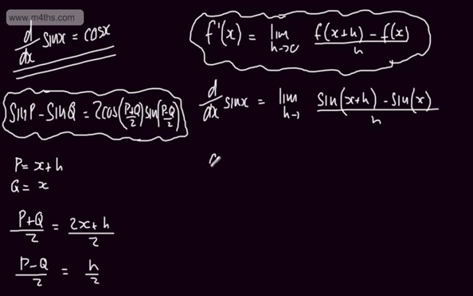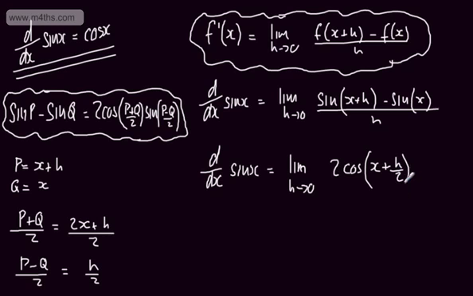So what we can say now is the derivative with respect to x of sine x is the limit as h, this small value that we're increasing the x-coordinate by, tends to 0, of the following. Subbing these values in, we have 2 lots of cos, and I'm going to write this as x. 2x over 2 gives me x, plus h over 2. Then I have the sine of h over 2, and this is all over h.